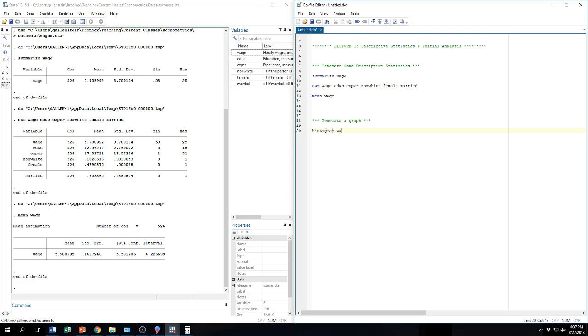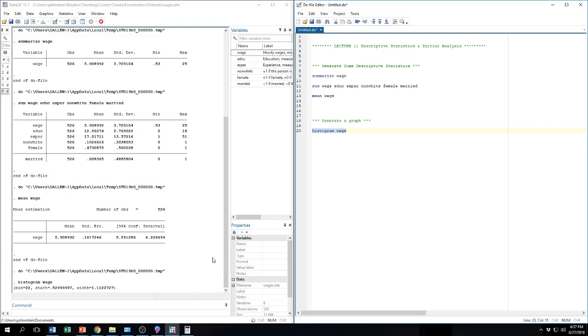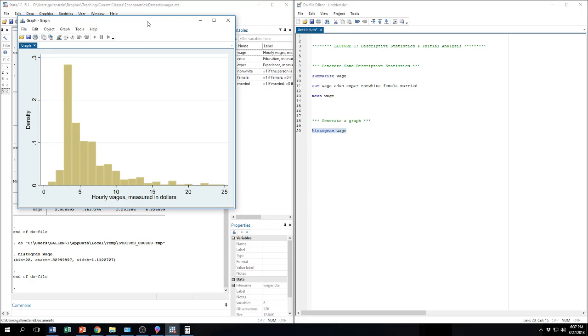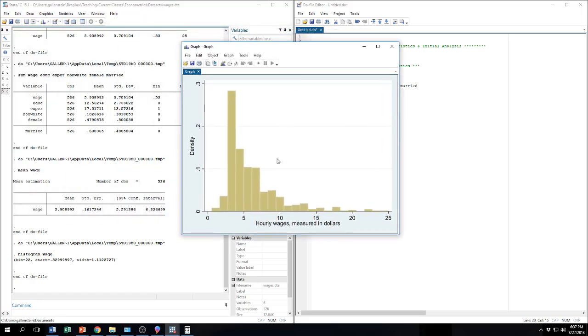So let's generate a histogram of our wages. This will give us how frequently the different wage values occur within the data. So let's look at that. This is kind of an observational distribution, or an observational probability density function. It gives us an idea of how wages are distributed. There's very few people that have a very high wage. Very few people have a wage of 25. Nobody has a wage of 0. Most of our people have wages right around 3.